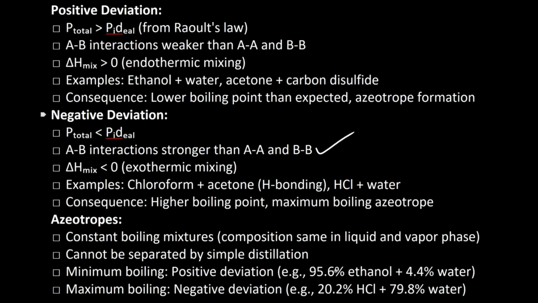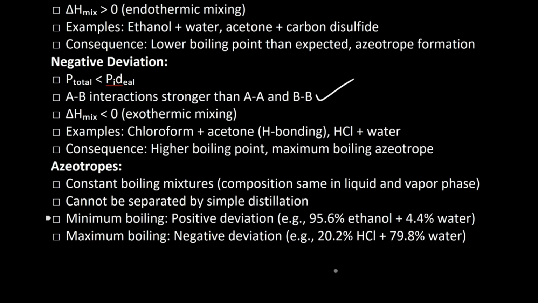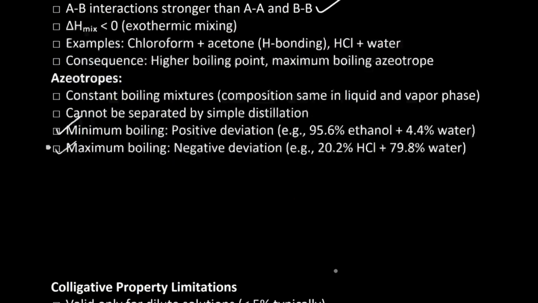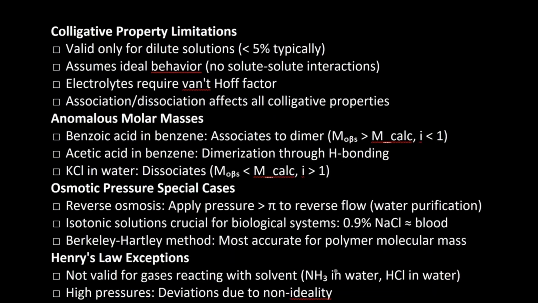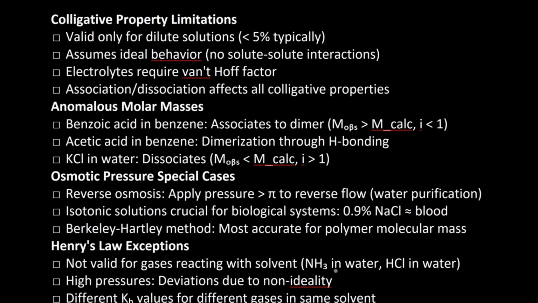Azeotrope means what? Constant boiling mixtures, right? And look at this, minimum boiling and maximum boiling. Minimum boiling means positive deviation, maximum boiling means negative deviation. So these are some limitations of colligative properties. It is valid only for dilute solutions and assumes ideal behavior, no interactions happening over there.